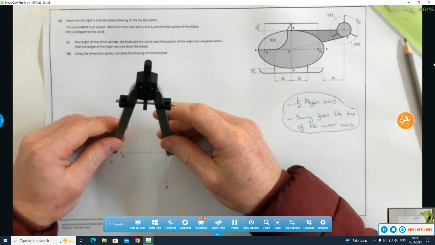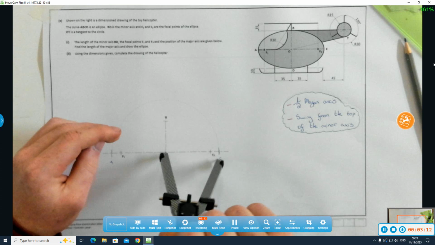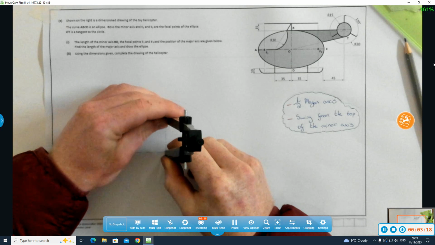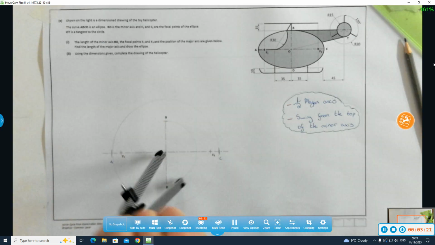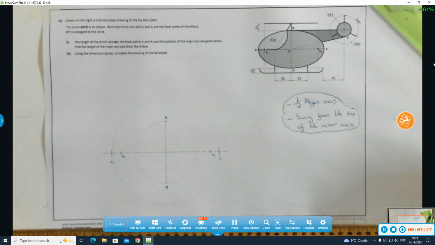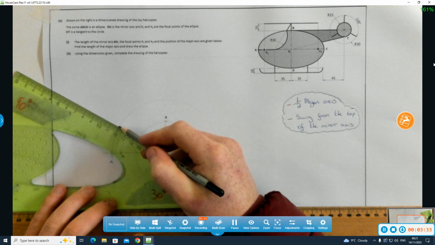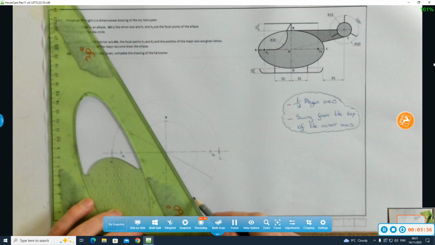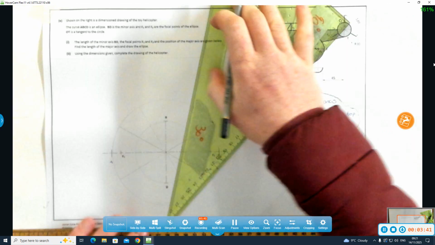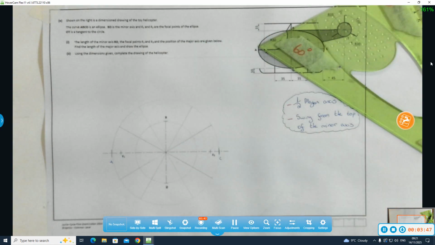To draw the ellipse, we need our two circles. We need our major circle, which is the size of the major axis, and we need our minor circle. So we have our major and minor circle drawn. Next thing we do is we split up our circle 60-30, using our 60-30 degree set square, like so. So that's what we're left with at the moment.